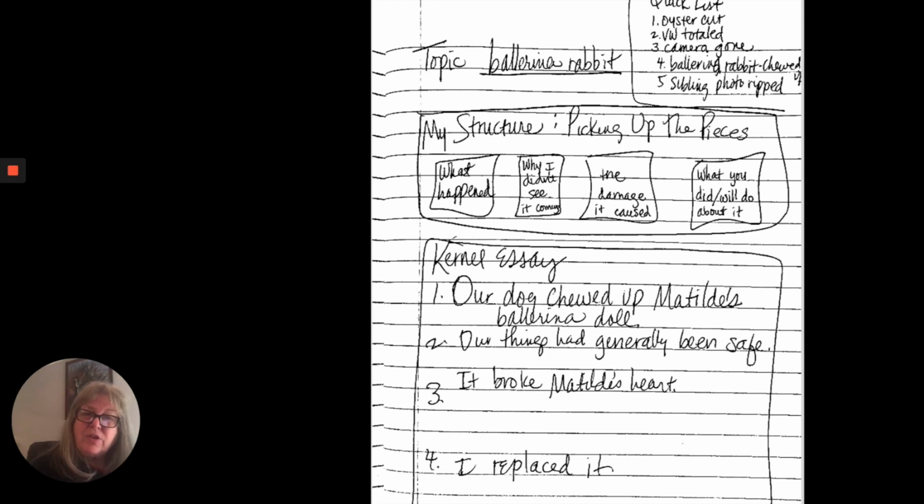So where did this structure come from? I didn't think it up. I got it from a piece of work done by someone else, a mentor text.